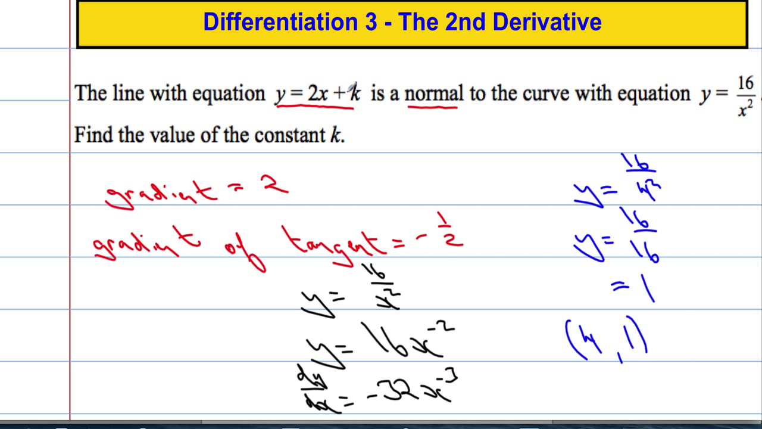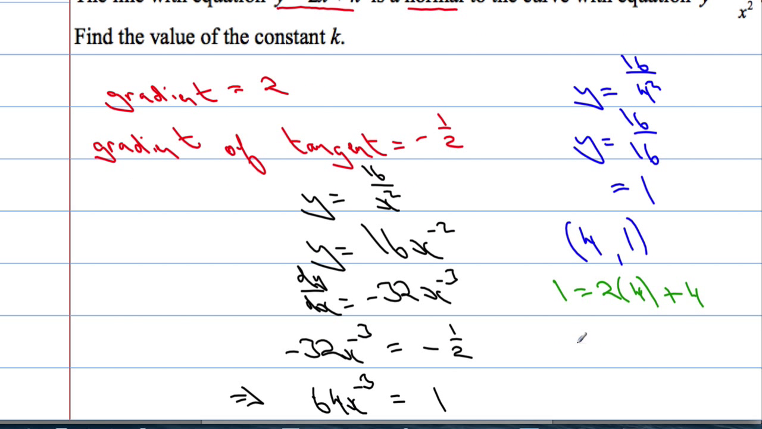So let's see if we can work out what k is. I'm going to substitute 4 and 1 back in here, and then that should give us a value of k. So we get 1 will equal 2 times 4 plus k. 2 times 4 is 8 plus the k. So we get that k will equal -7. k equals -7 for that particular problem.